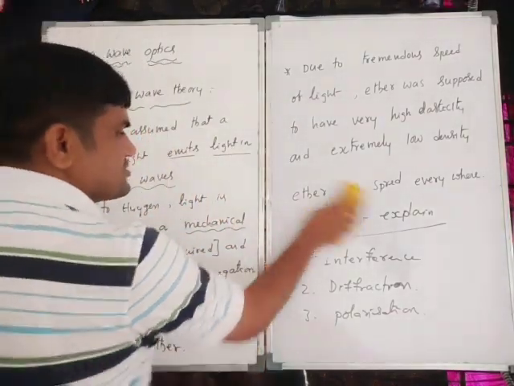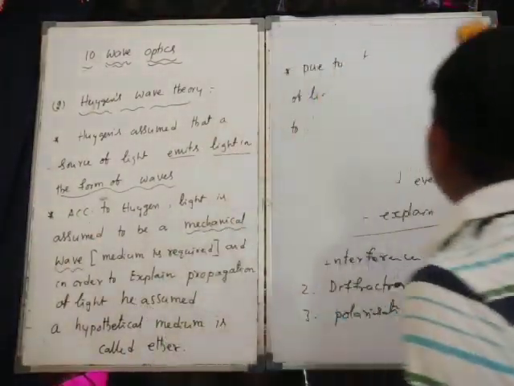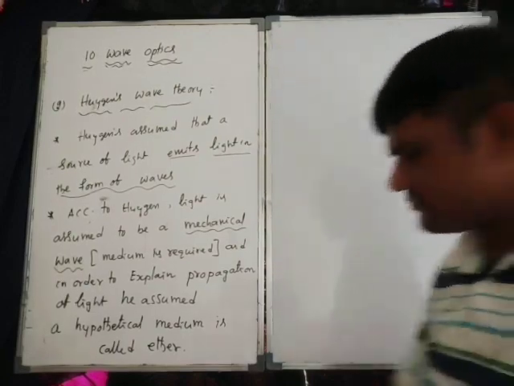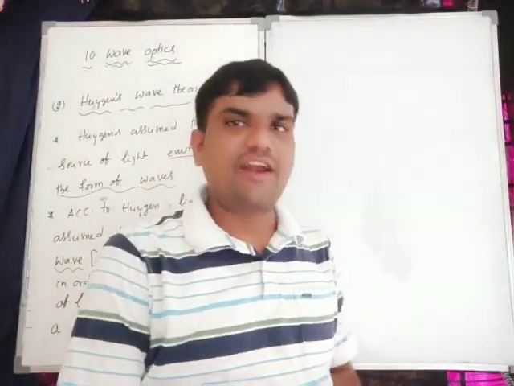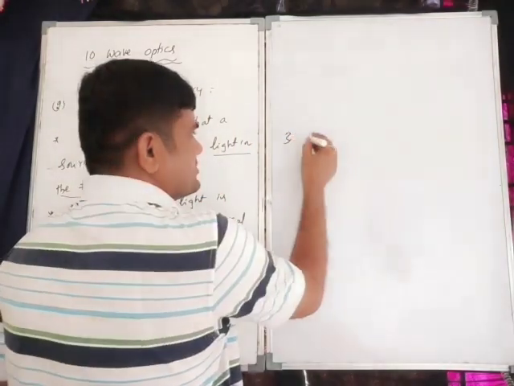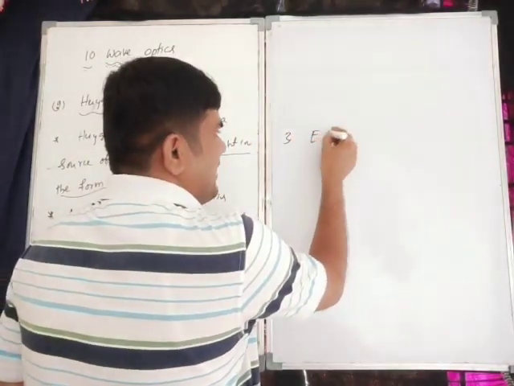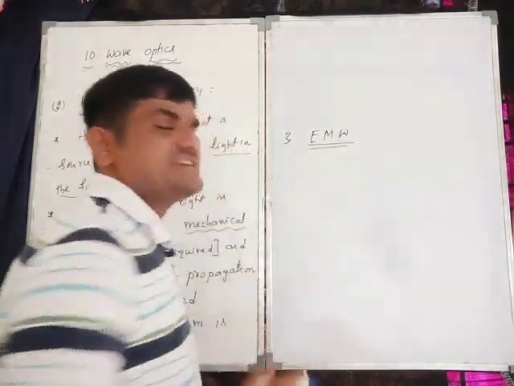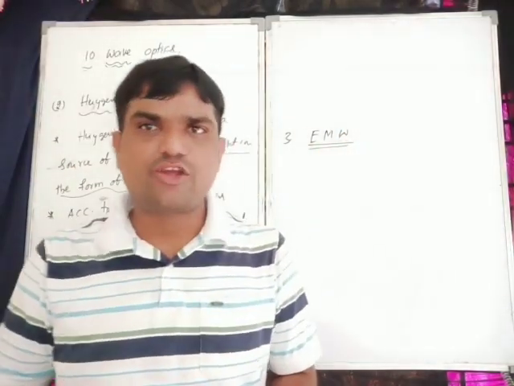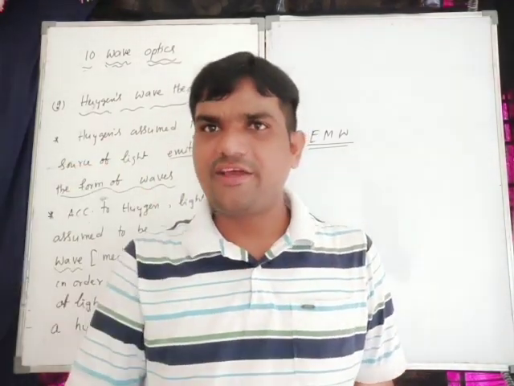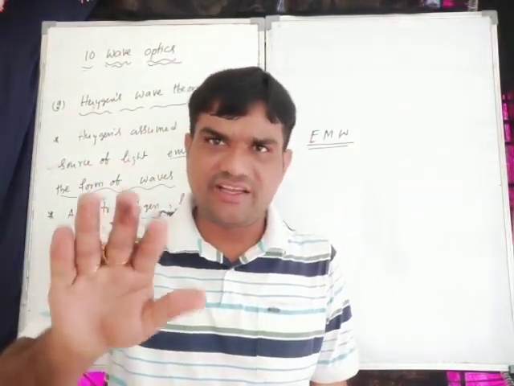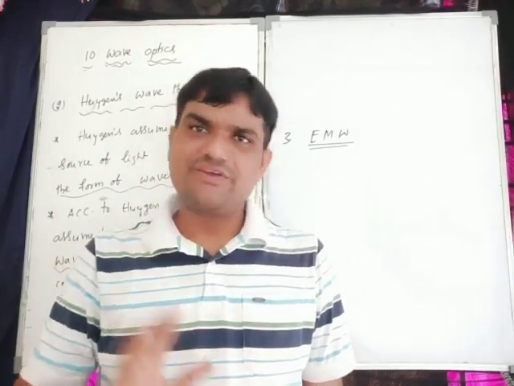Afterwards, Maxwell came. Now the third person, what is that? Maxwell, electromagnetic wave nature. According to Maxwell, light has electromagnetic wave nature, not longitudinal wave nature. He gave this experimentally. Okay, very, very important point.